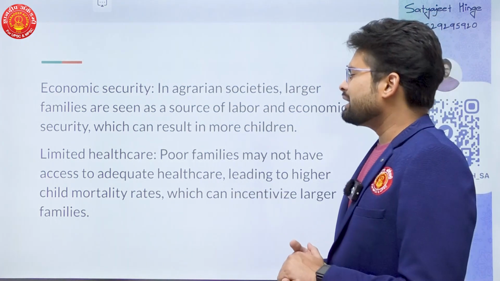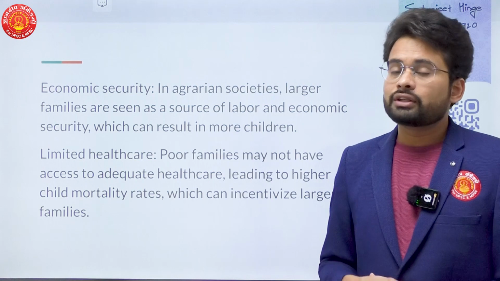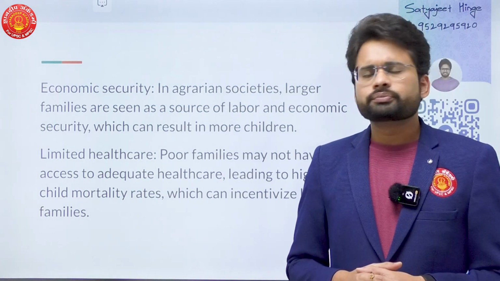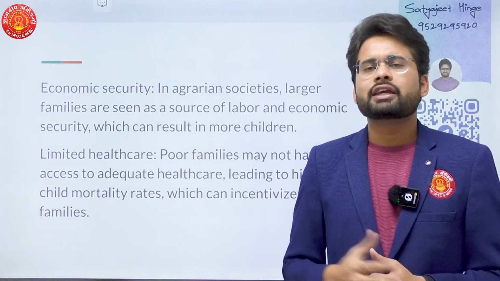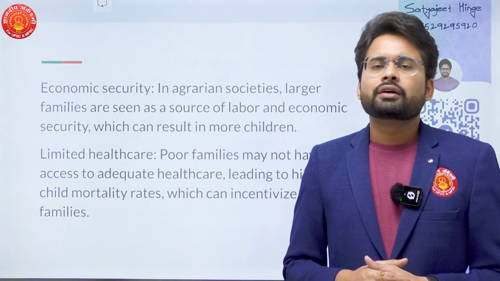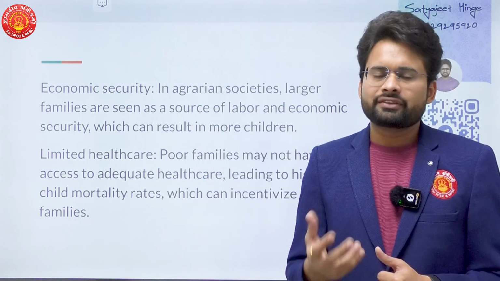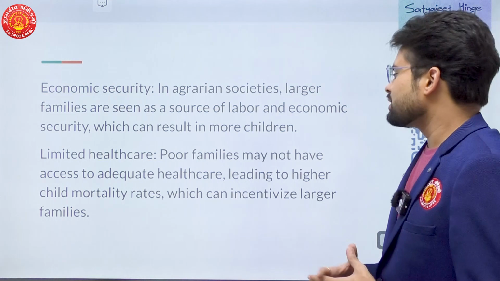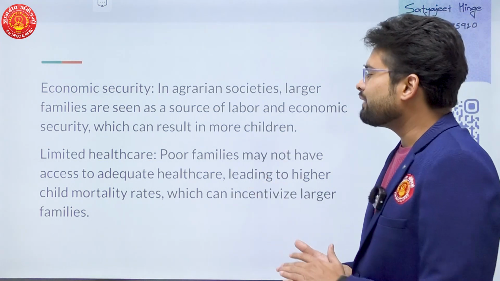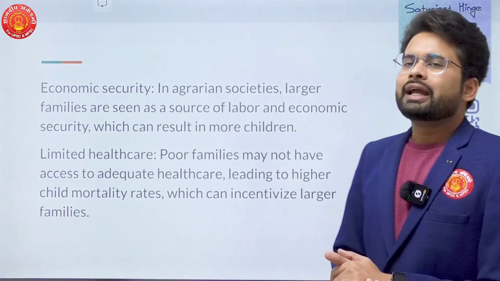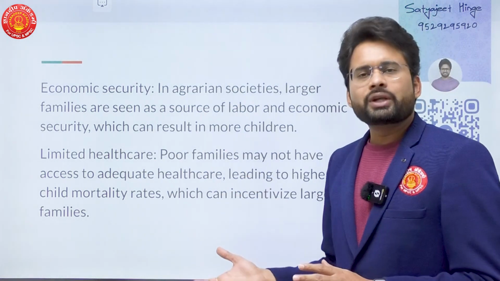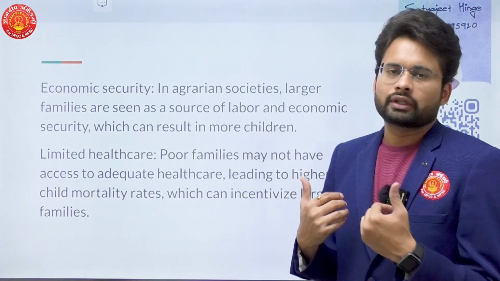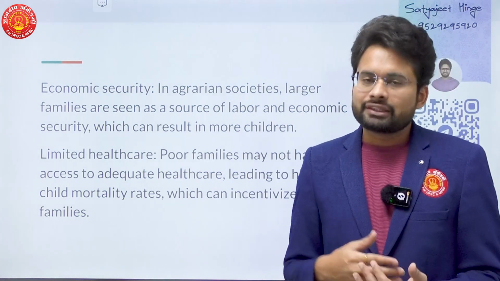Thirdly, limited healthcare. As the families are poor, they cannot afford high-end or specialized medical facilities, and that's how, to minimize the effect of greater child death rates, they go for increasing the size of the family, more births. So basically, poor families may not have access to adequate health, and that leads to a higher child mortality rate. To compensate for that, they increase the size of the family by increasing the birth rate.